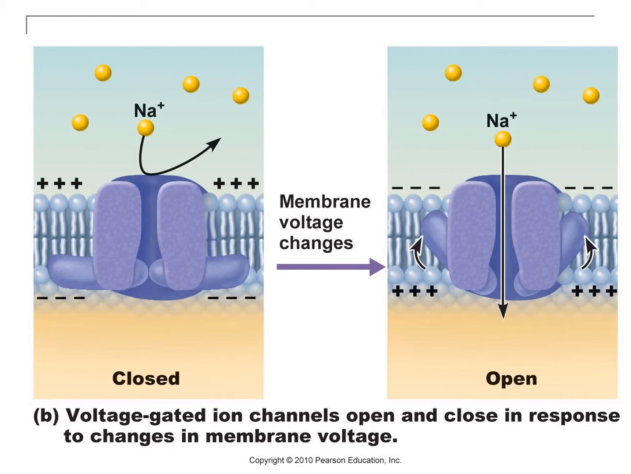Okay, now if the membrane voltage changes, and we'll go into how membrane voltages change when we get into nervous system physiology, but if these membrane voltages do change, then you're going to see a difference in the change on the interior of the membrane. That's going to change the structure of the protein such that the channels actually open, and at that point sodium will come in through this channel and it'll actually come down its concentration gradient.